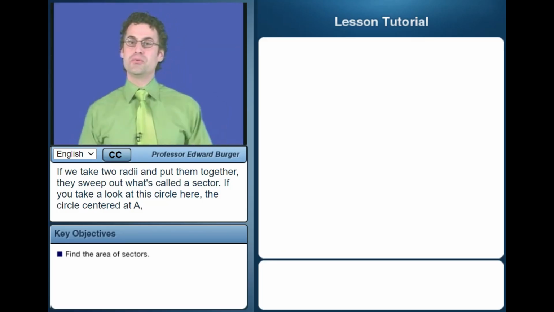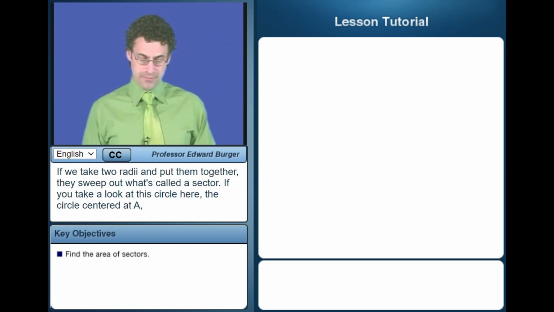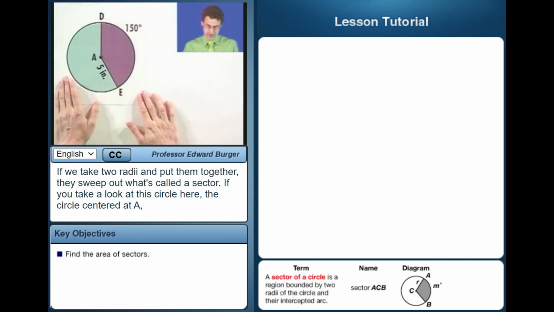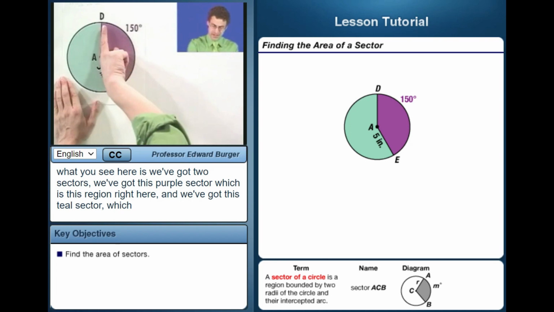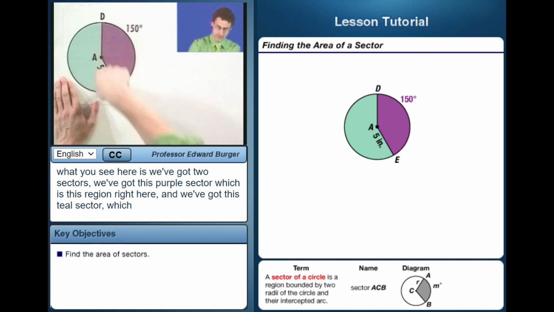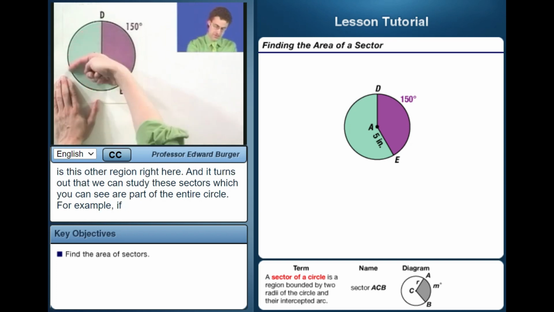If we take two radii and put them together, they actually sweep out what's called a sector. If you take a look at this circle here, circle centered at A, we actually have two sectors. We've got this purple sector, which is this region right here, and we've got this teal sector, which is this other region here.